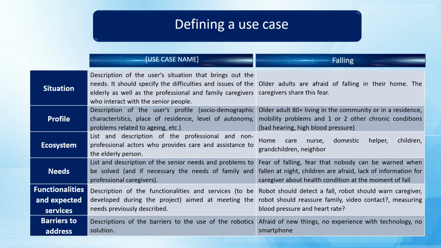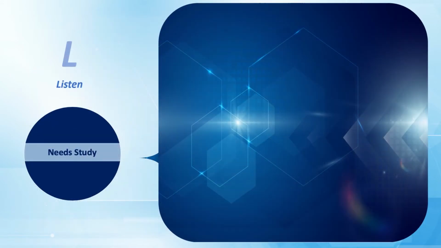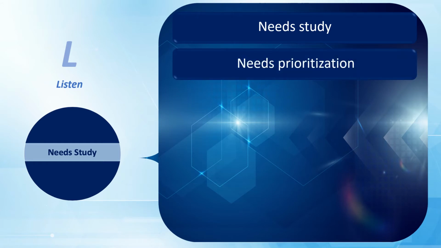So this is what you do at the beginning of the project, before actually entering the first phase of the LIFE methodology, the Listen phase, where you do your needs study. That needs study also has several steps. First, the needs study itself. That means that you collect the data about the needs of your target population. Then a needs prioritization, because your needs study might end up with a lot of needs that you cannot all address.